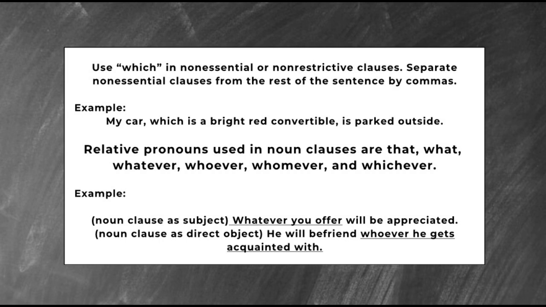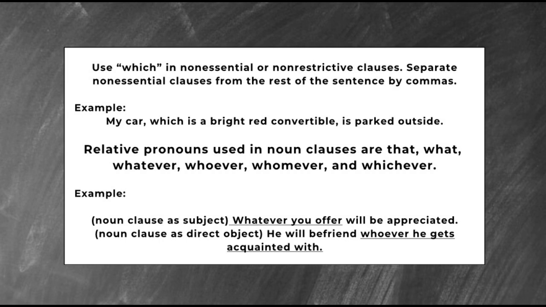The next one is, the relative pronouns used in noun clauses are that, what, whatever, whoever, whomever, and whichever. Whatever introduces a noun clause indicating any unspecified thing. Whoever introduces a noun clause referring to any person, while whomever introduces a noun clause referring to any person as the object of a verb or preposition, and whichever introduces a noun clause indicating any unspecified thing from a set of options.